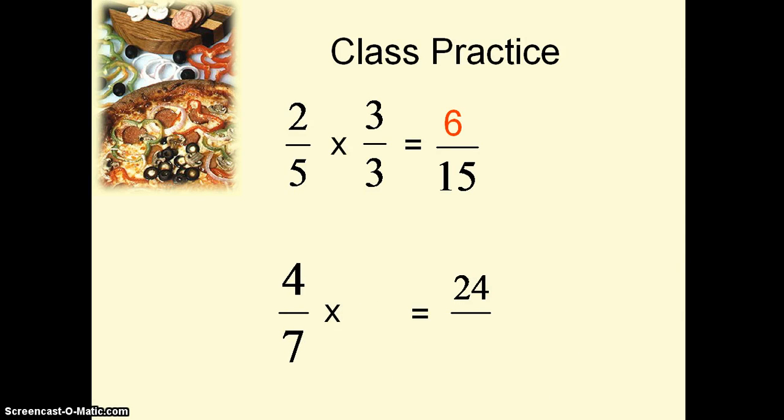Okay, next problem I want you to do. 4/7 equals 24 over what? Four times 6 equals 24, which you do to the bottom, you do to the top, and 7 times 6 equals 42.